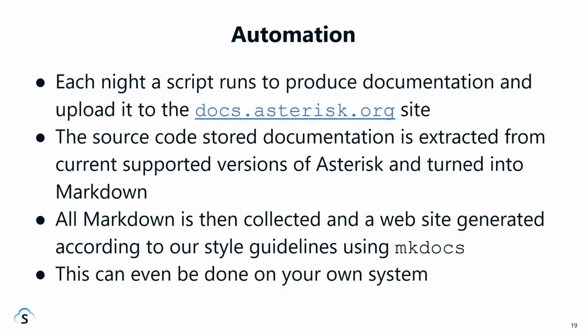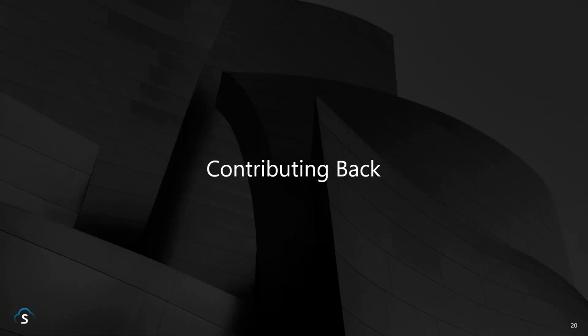So each night, a script runs to produce documentation and uploads it to the docs.asterisk.org site. We support the currently supported versions of Asterisk when it comes to taking that XML documentation. So that would be 20, 22, 23, and master right now. And the nice thing about all of this is that it can actually be done on your own system. So if you're making documentation changes, you can host essentially a little private web server of the docs site on your own computer, which makes it even nicer for contributing back to the Asterisk documentation.